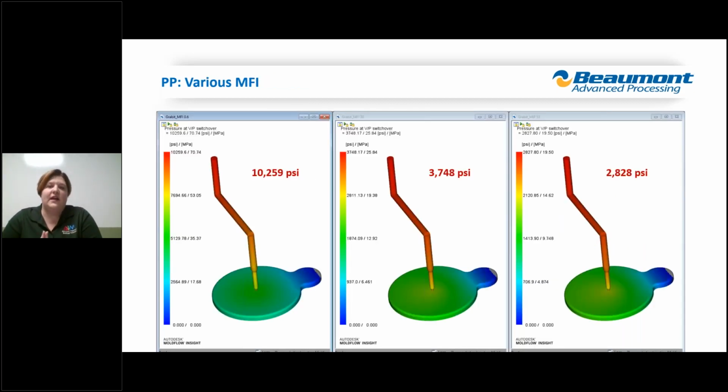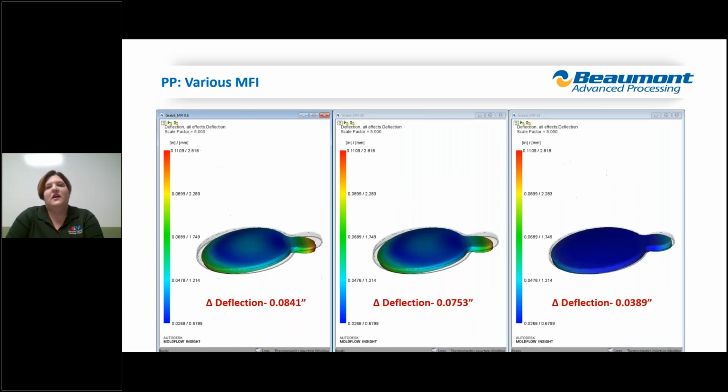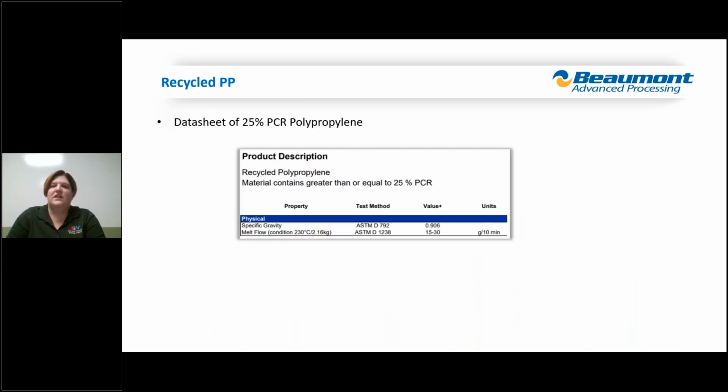So let's look at the 3 polypropylenes Jake had referenced. I have my low melt, my medium melt, my high MFI, and you see quite a variation in pressure across that. And this is a pretty simple part. You could imagine if we took a more complex part or a different material, we might see more or less variation. I also want to look at deflection. And again, this is more than a factor of 2 that we're seeing here. Simple part again, but just to illustrate the point of variation.